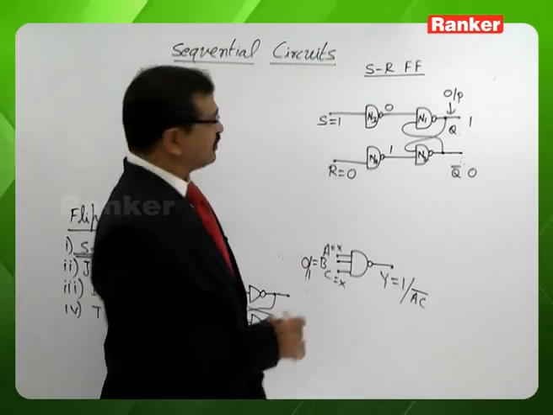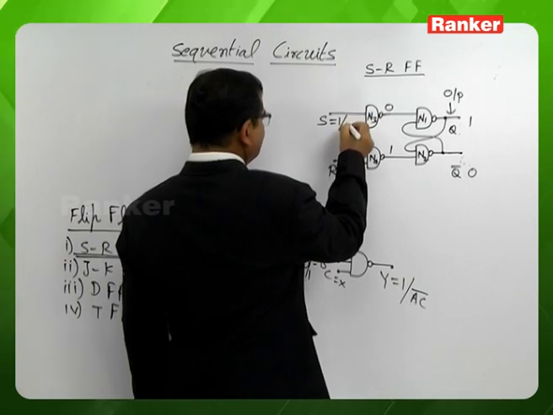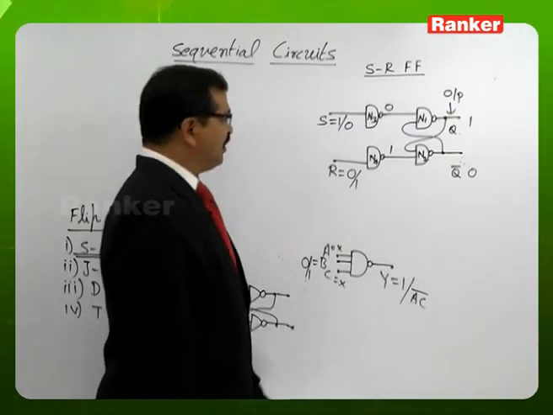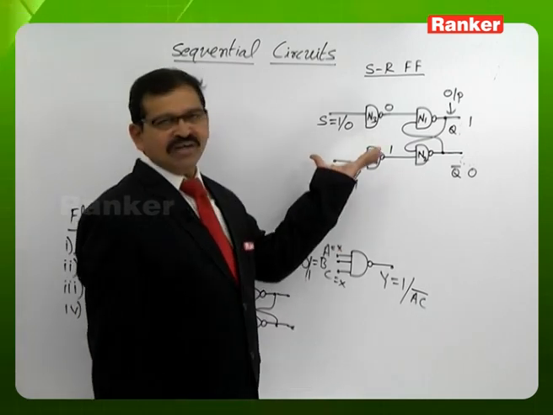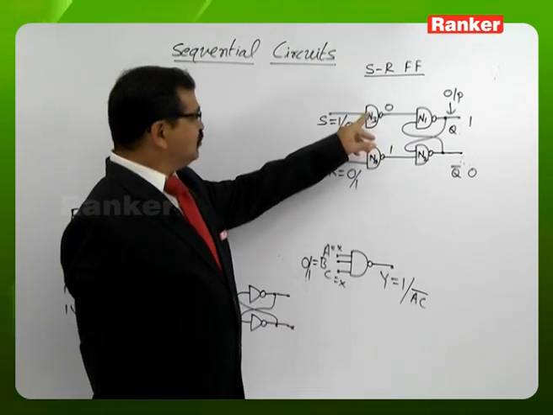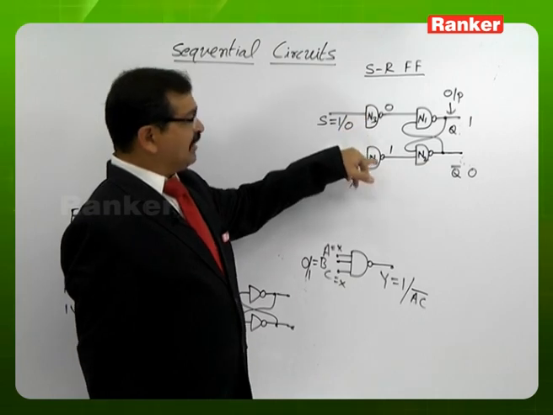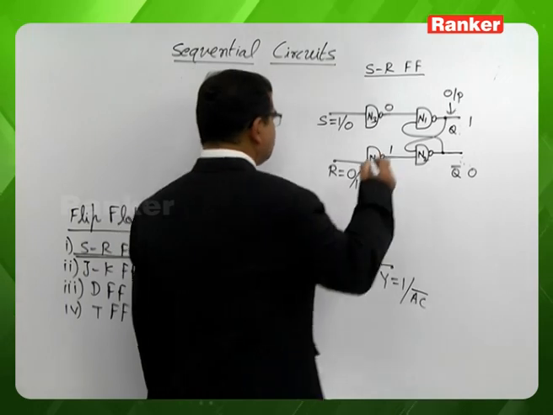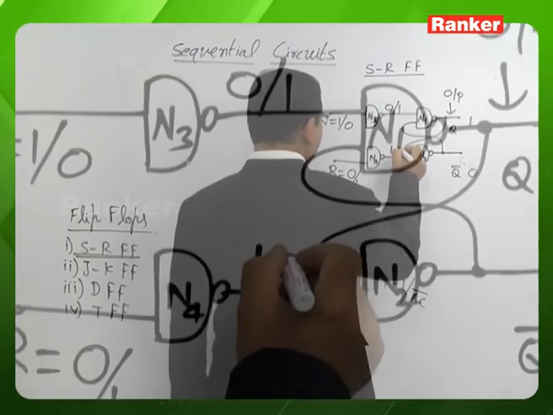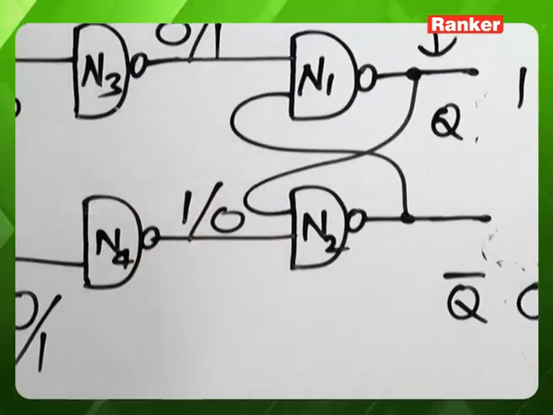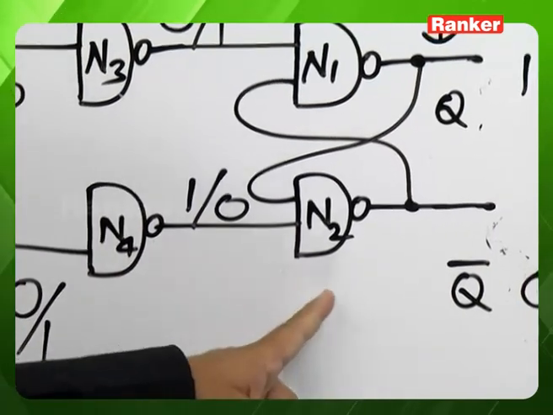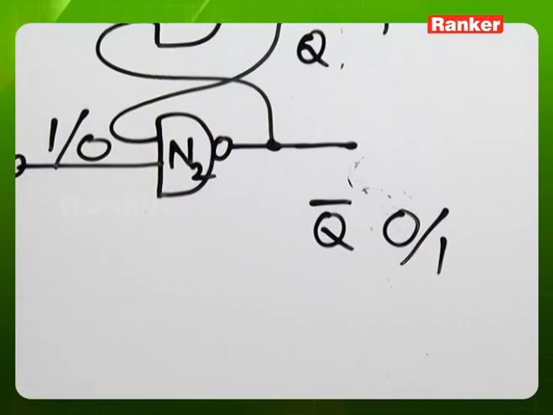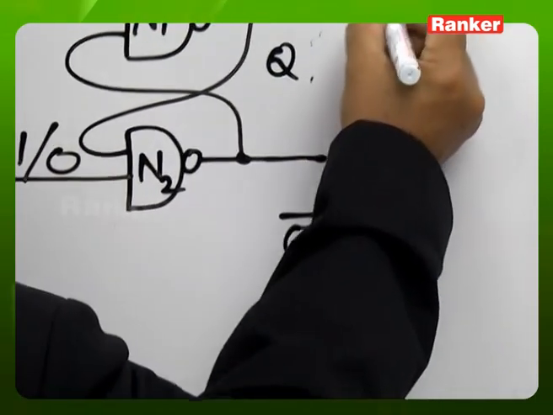Similarly, if S has the value 0 and R has the value 1, definitely we recognize that we get the reverse outputs between gates N3, N4 and N1, N2. So the N3 output will be 1, the N4 output will be 0. Having one of the inputs of the NAND gate N2 as 0, the N2 output is 1. Having both the inputs of N1 as 1, the N1 output is 0.